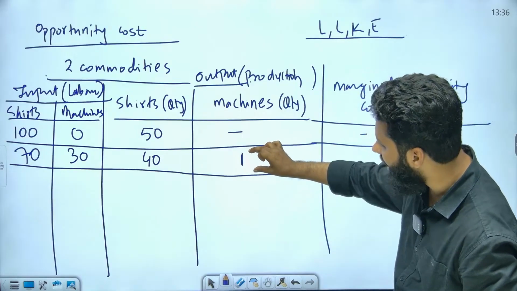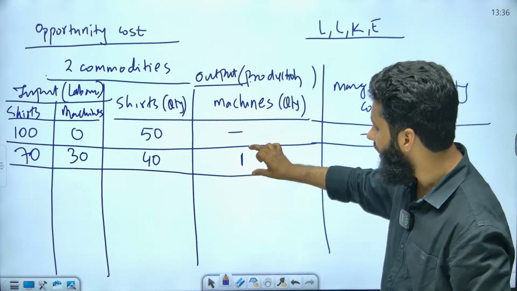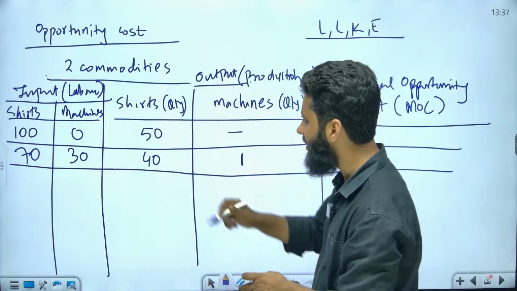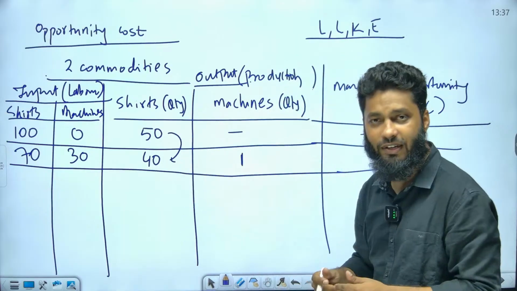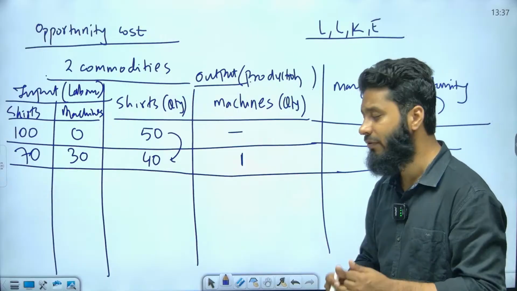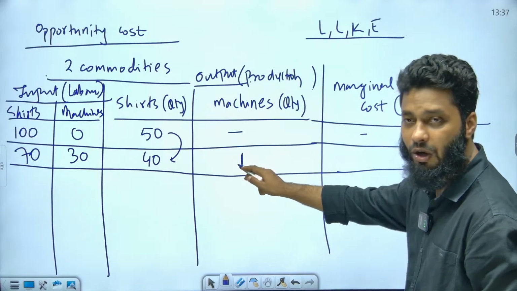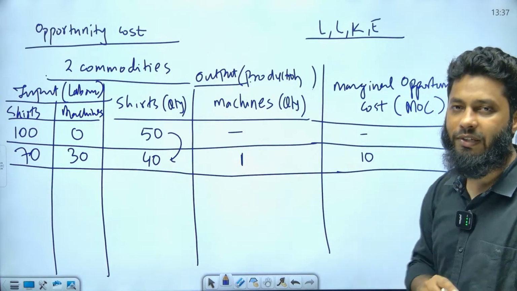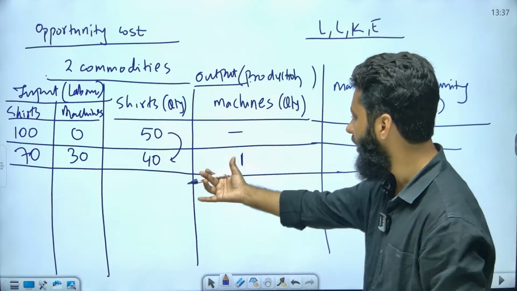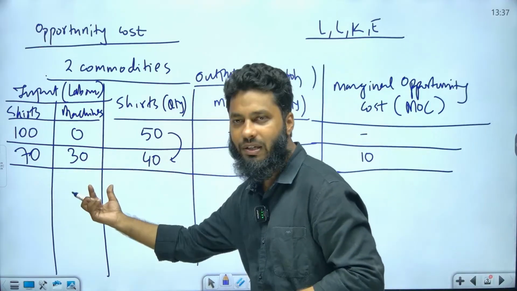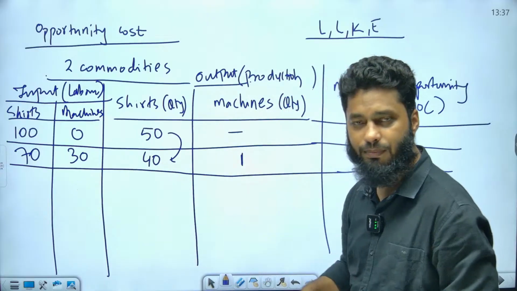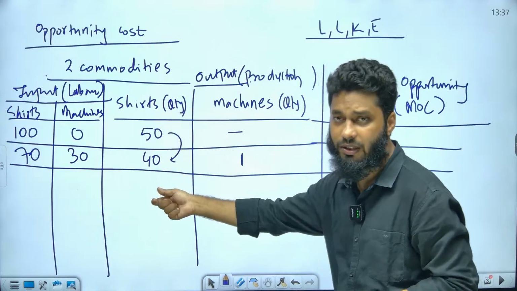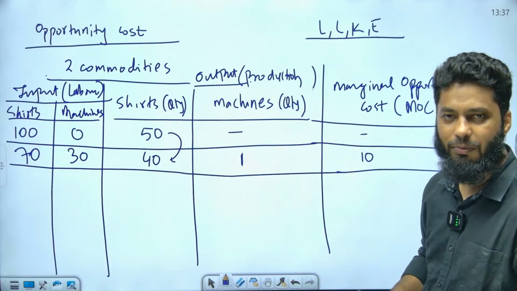So what is the marginal opportunity cost for this one machine? For this one machine, you have to sacrifice how many shirts? You have to sacrifice 10 shirts. So for one extra unit of the other commodity, you have to sacrifice 10 units. These 10 units are known as the marginal opportunity cost. I hope you are able to understand this. You have diverted 30 labors towards manufacturing machines, and now you have sacrificed 10 shirts for manufacturing one machine.